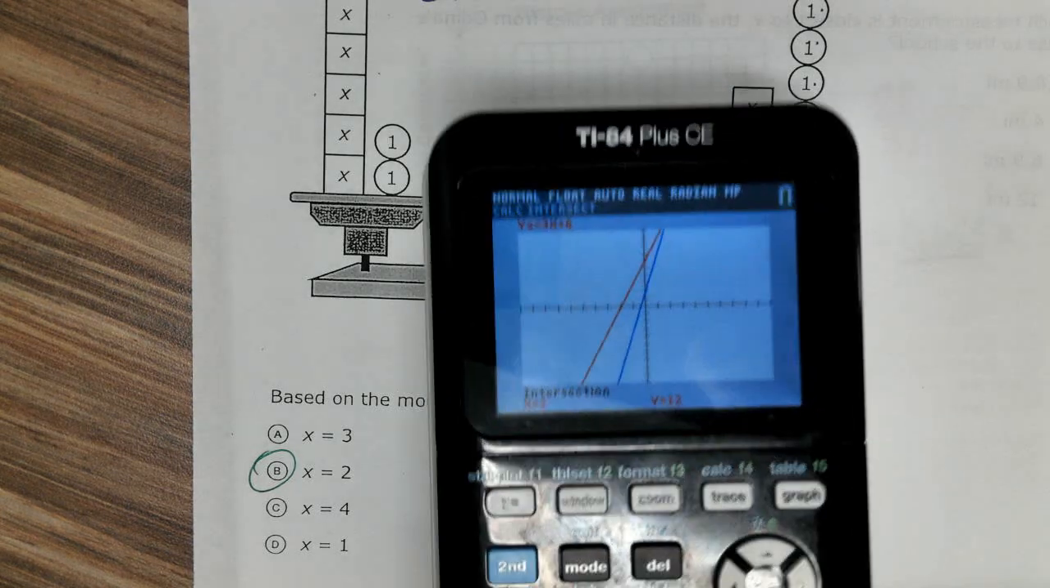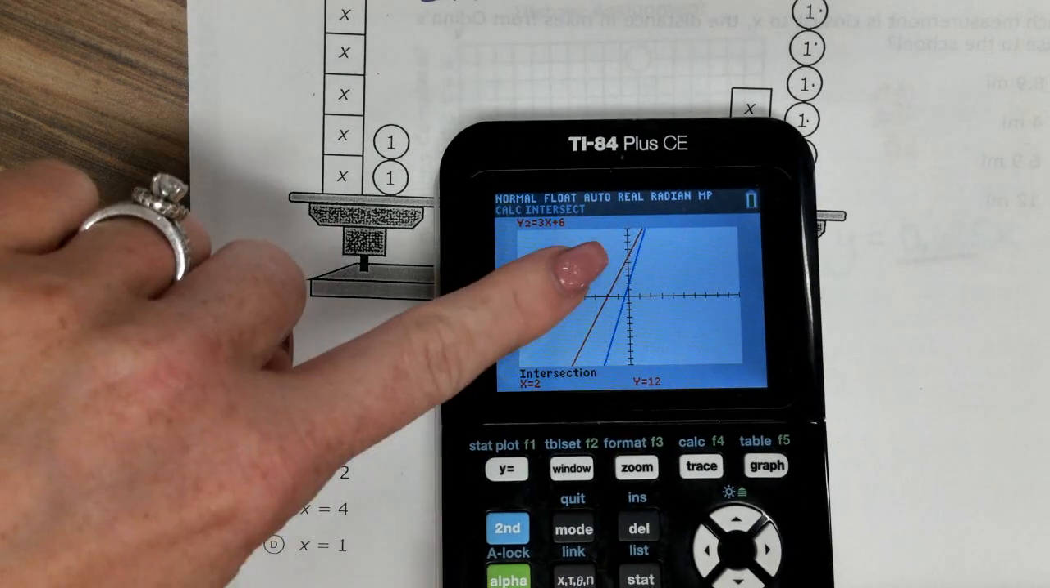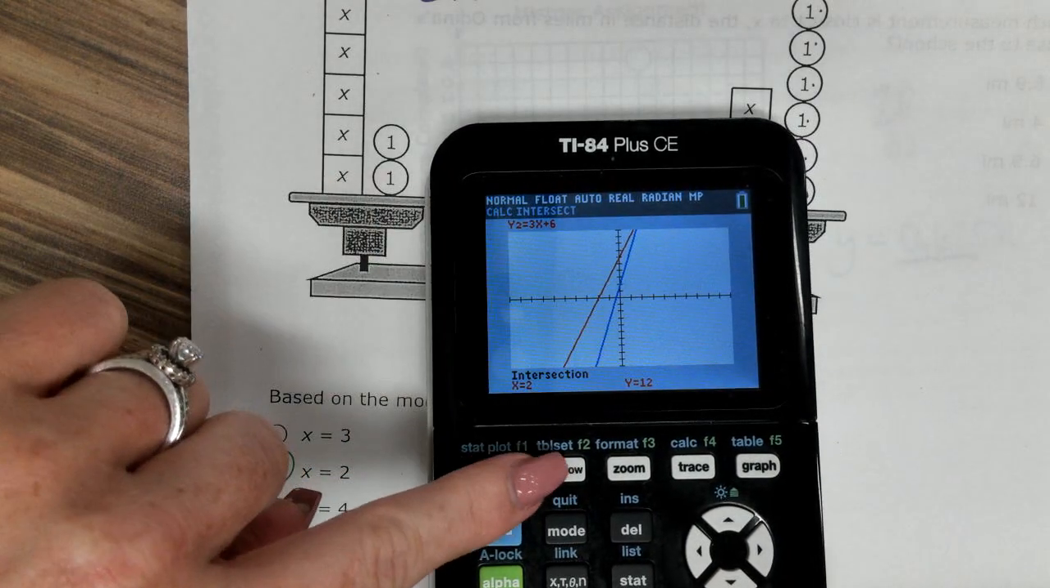I'm going to say it again. If it gives you an error, you either put it in wrong or it can't see where they meet, and you have to fix your windows to bigger.